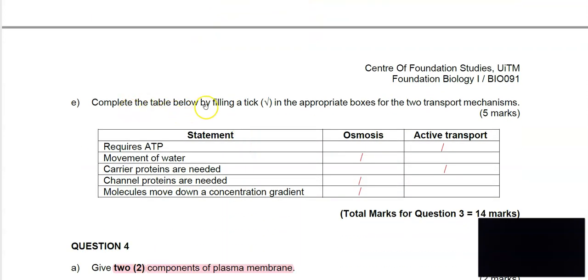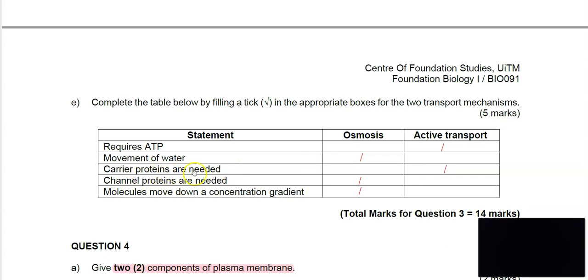E. Complete the table below by filling a tick in the appropriate boxes for the two transport mechanisms. Requires ATP: active transport, obviously, requires energy in the form of ATP. As for osmosis, it does not require any energy, so it is a type of passive transport. Movement of water: osmosis, obviously, involves the movement of water. Movement of water does not require active transport.